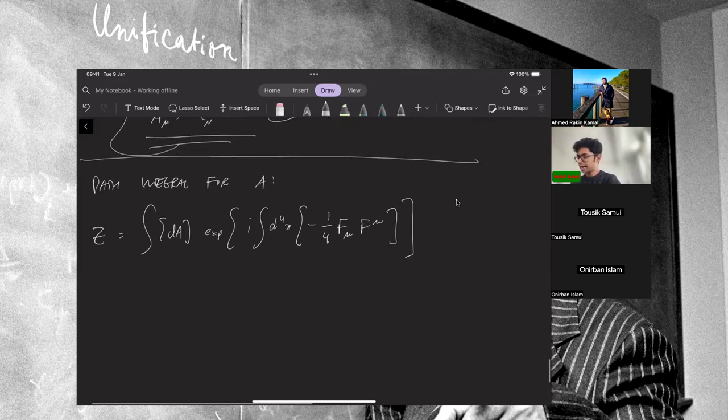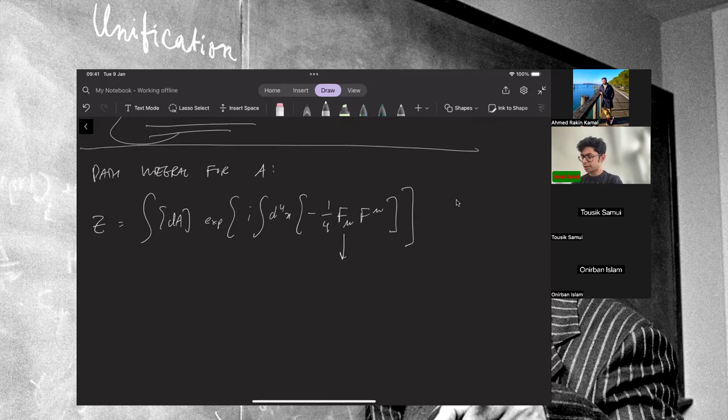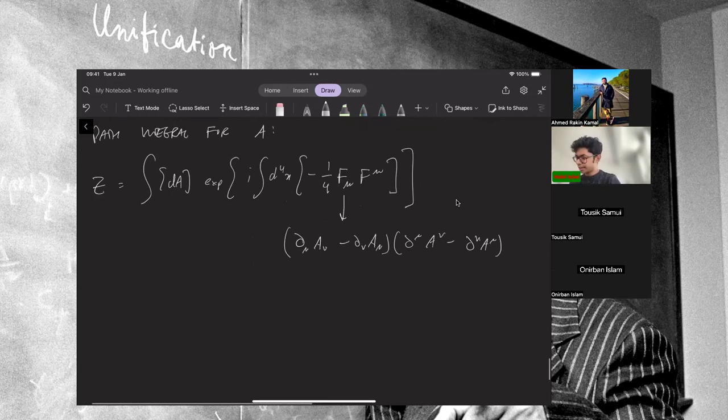Now, let me simplify this a little bit. So this is basically partial mu A nu minus partial nu A mu, times partial mu A nu minus partial nu A mu. And I can simplify this more. So let's see, there's a minus 1/4 here. And now I can write it in the end like a half. There's a little bit of algebra here, which you can do. I encourage you to check. It becomes A mu times partial squared eta mu nu minus partial mu partial nu, times A nu. So this is just the Maxwell part of that action.